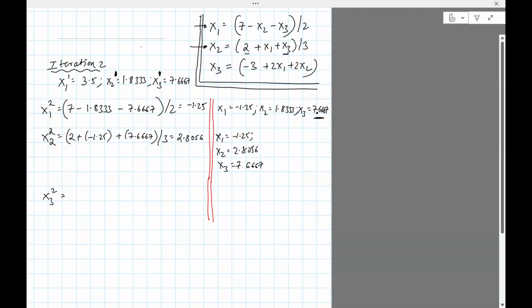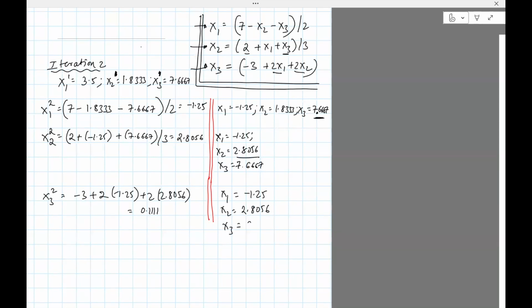Okay, x3 iteration 2. Let's go by this formula. Minus 3 plus twice x1. Twice x1 is negative 1.25, plus 2 times x2. x2 is 2.8056. This comes out to be 0.111. So my new x1 is same as it was. x2 is same as it was. But then there's a new x3.